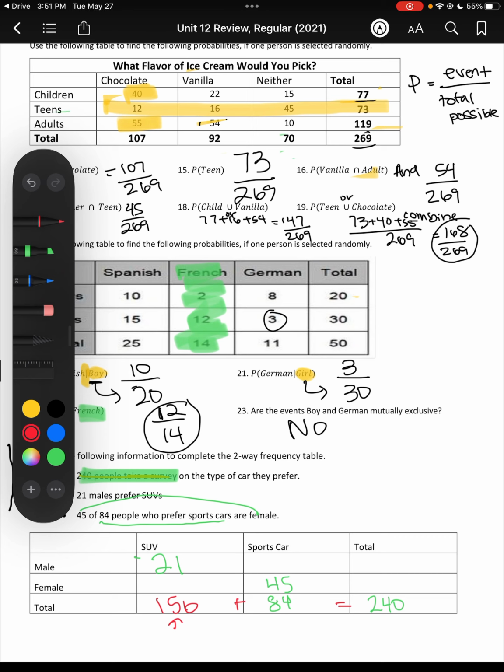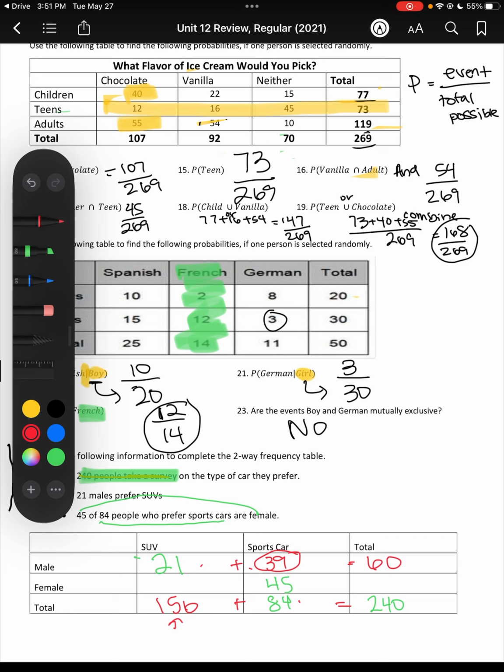All right, I can now figure out this spot right here because I know the total. 84 people liked sports cars. 45 of them were female, so we subtract 45. That means 35 of the males prefer sports cars. Now I have both of these boxes, so I can find my total by adding these together, which tells me 60 total males were included in this survey.